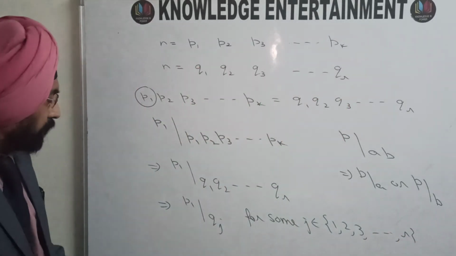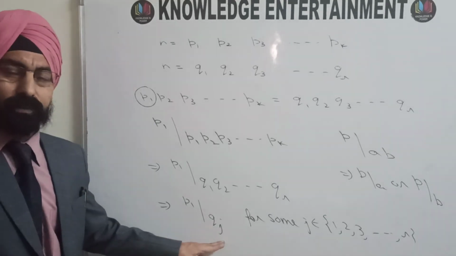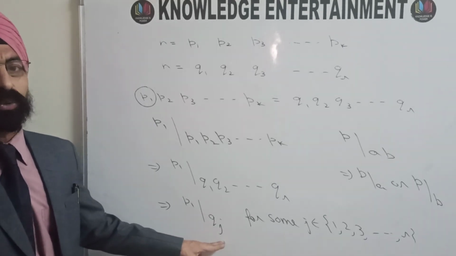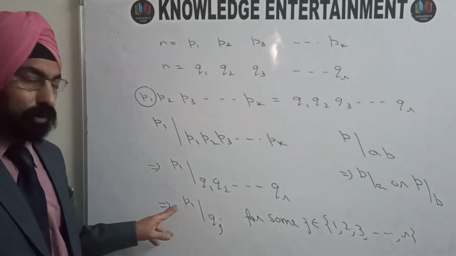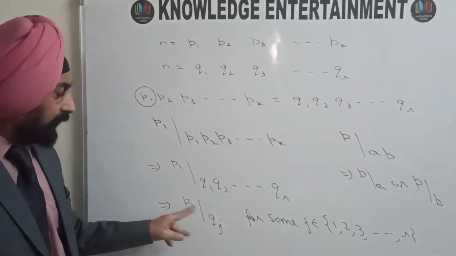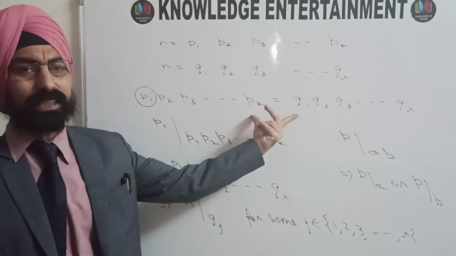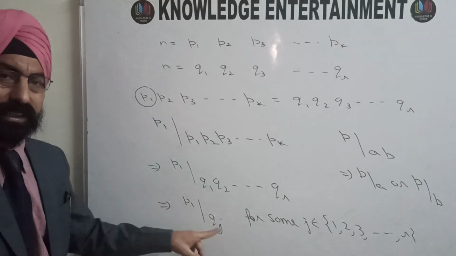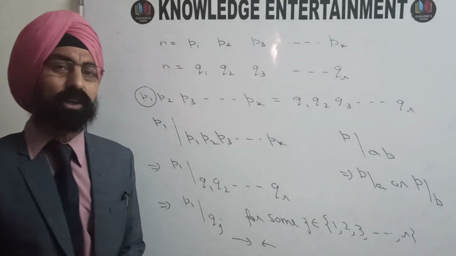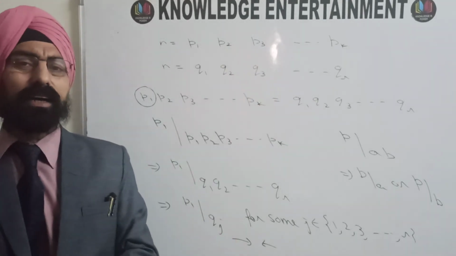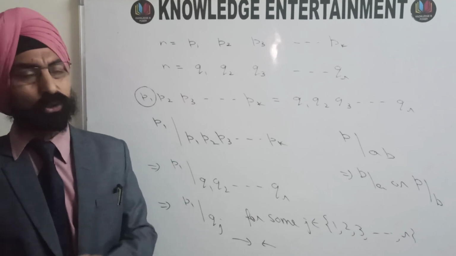So that means p1 divides some qj, but qj is prime. And if qj is prime, it cannot have factors other than 1 and qj. p1 is for sure not 1. And qj is also not equal to p1, because if qj and p1 were the same, they would have been cancelled out in this step. They have not been cancelled out, which means they are distinct. So qj and p1 are distinct and one prime divides the other. It is a big contradiction. And why this contradiction? Because we have supposed that the presentation of n as a product of powers of primes is not unique. So it must be unique.